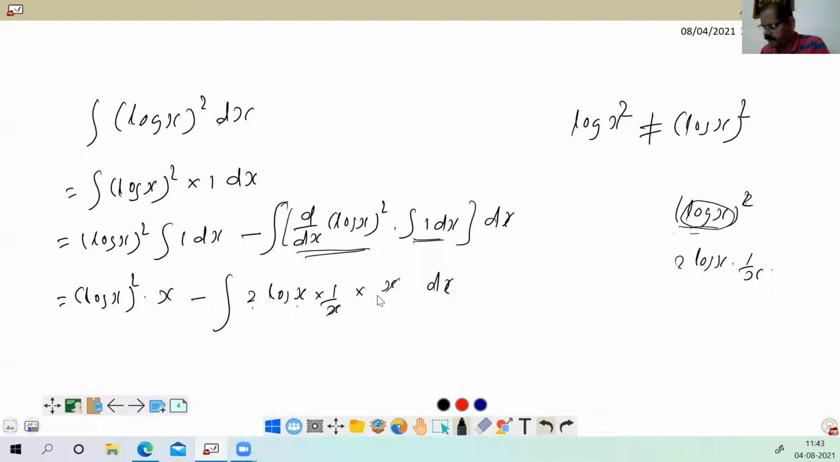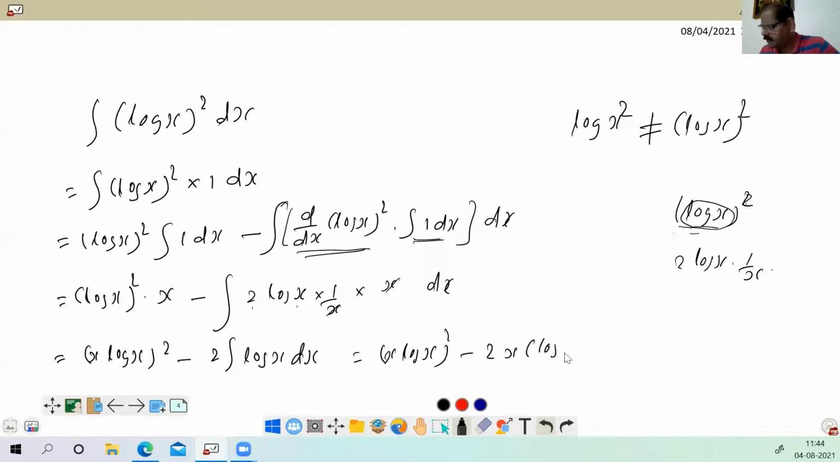So we get x into (log x) whole square minus, again this 2 can be taken out, 2 into integral log x dx. We have already found this integral of log x dx. Substituting here, we get x (log x) whole square minus 2 into x into (log x minus 1) plus c.